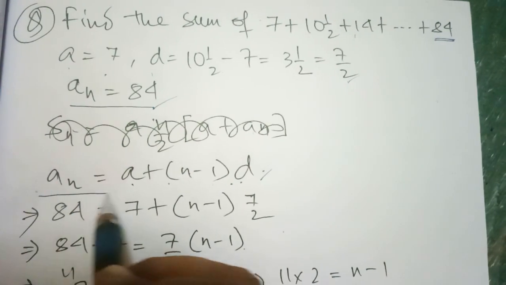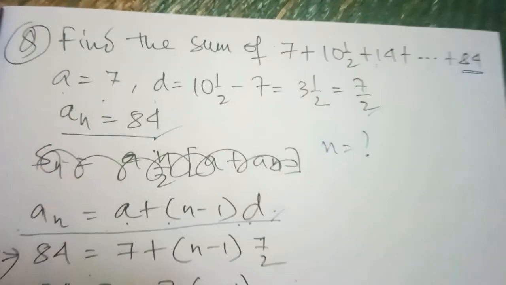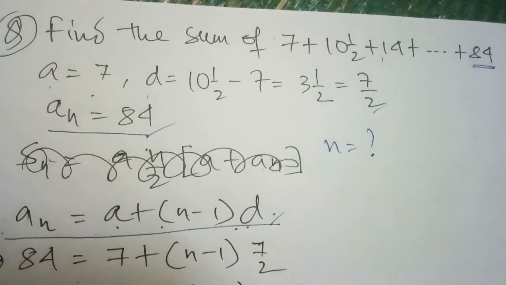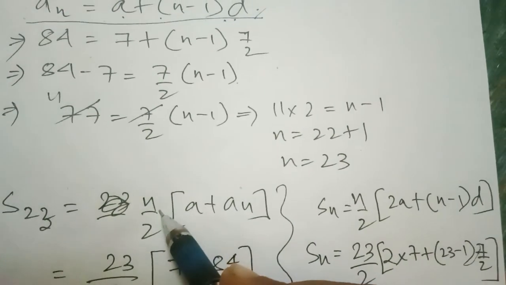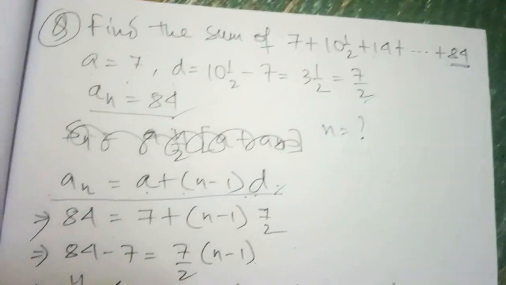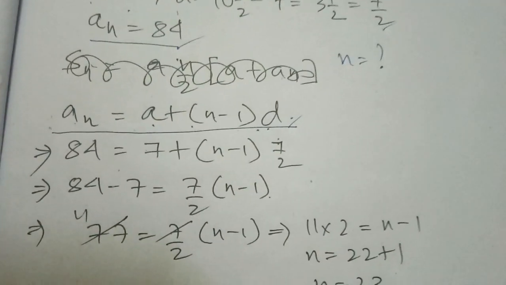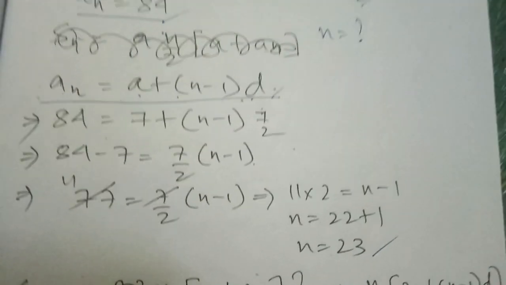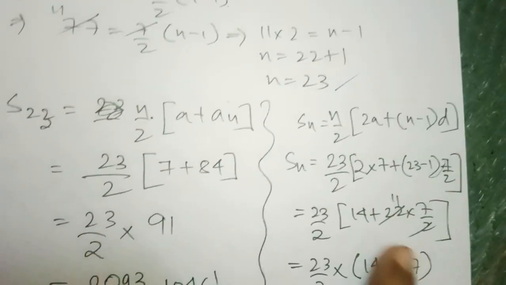Why are we using this formula? Because we don't know n. In order to find Sn we have to use n also. Clear? So first you find out n. With the help of this formula we find n, and n came to be 23.